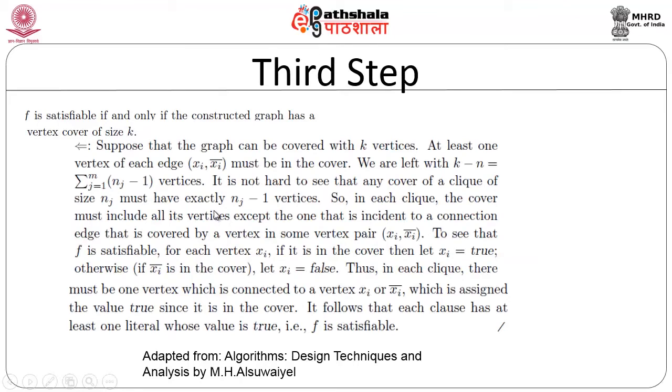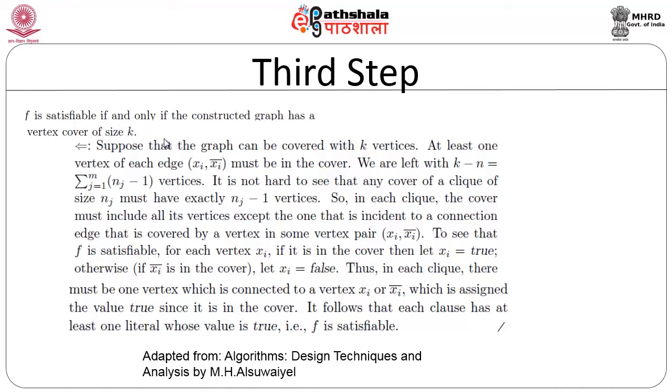We can also argue the reverse: f is satisfiable if and only if the constructed graph has a vertex cover of size k. In other words, we can argue easily that if one is possible, then the other is also possible, and the other is not possible unless the first case is possible, similar to the arguments we made in earlier cases.